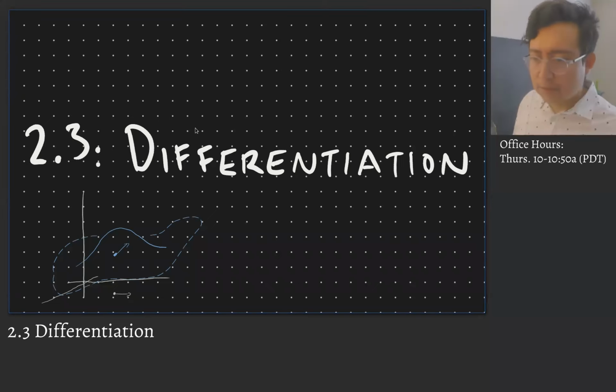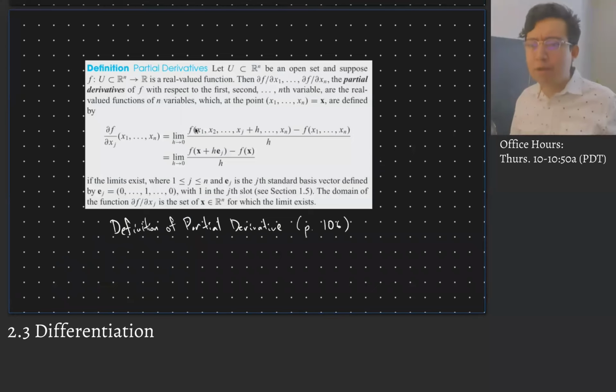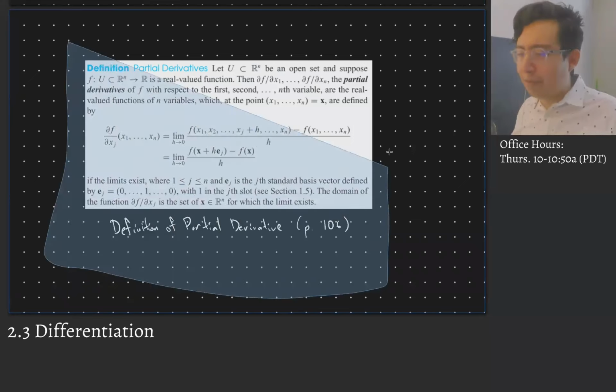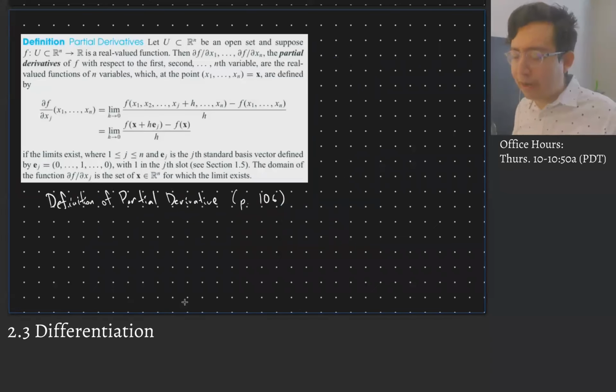I kind of liked what I did with the continuity section, where I showed you the textbook definition and just riffed off of that. So I'm going to do it again here with differentiation. Particularly, we're talking about what we call partial derivatives. This is a fancy definition that's good to keep in the notes. Again, I referenced the page here, so you don't have to write down this whole paragraph. You can just write down the page number, or if you're doing your notes digitally, take a screenshot and put that in your notes.